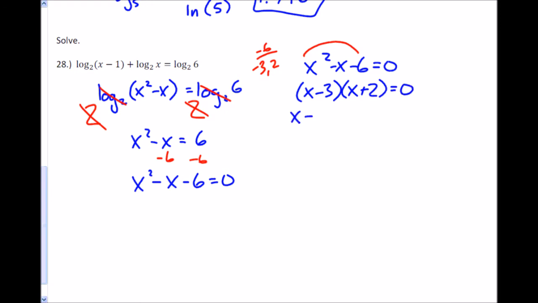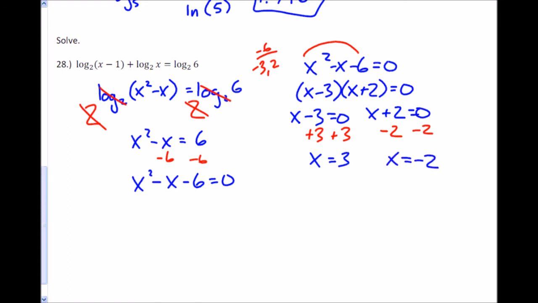I set each factor equal to 0 and solve each. So here I add the 3 to each side. That gives me x equals 3. Here I subtract the 2 from each side. So I find out that x equals -2. And it would appear that these are my two solutions.